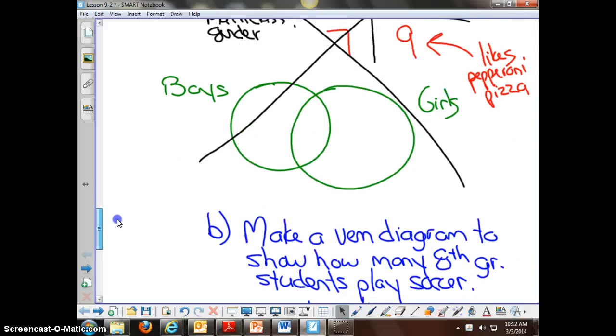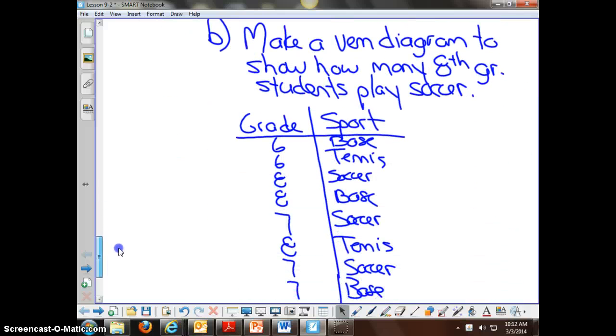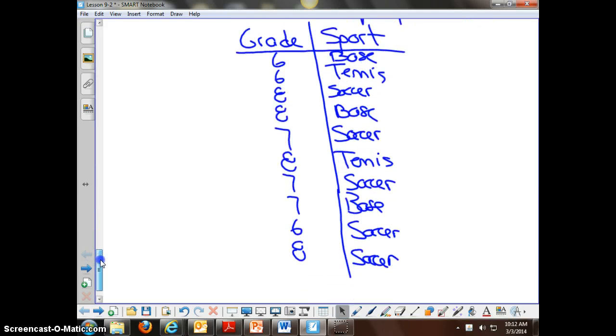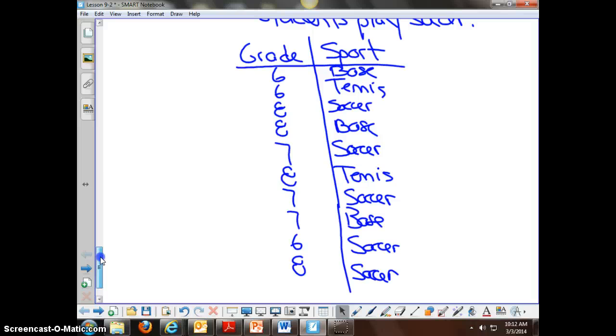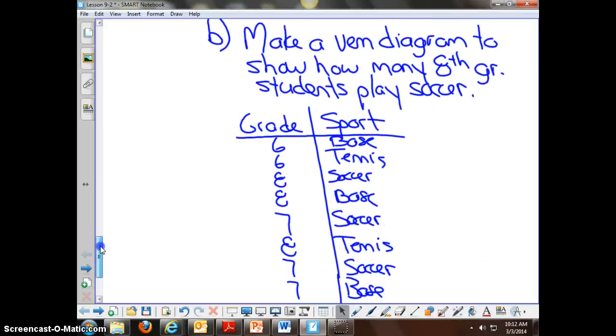Here is our problem for today. After our mess up, when I tried to use your information, which didn't work, I'm asking you to make a Venn diagram to show how many 8th grade students play soccer. And here is your table of information. You have the grade that they're in, you have the sport. And again, I want a Venn diagram to show how many 8th grade students play soccer.